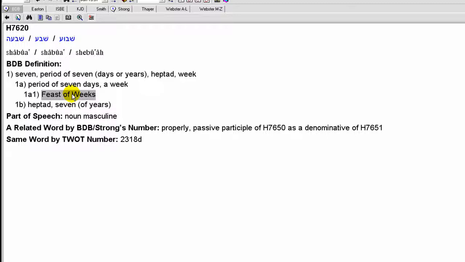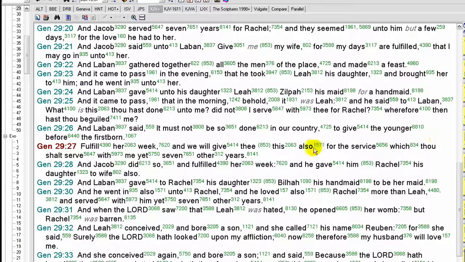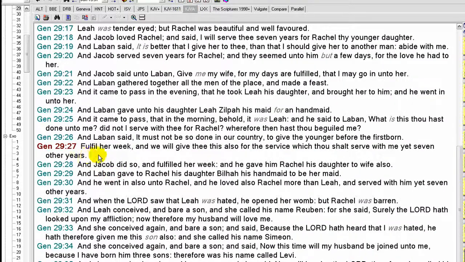So you can see from the definitions alone that a week does not necessarily mean from the first day of the week to the 7th day of the week. It's just 7, or a period of 7 days or 7 years. And let's get some scriptural examples of this. In Genesis 29 verse 27, it reads, "Fulfill her week, and we will give thee this also for the service which thou shalt serve with me yet 7 other years." So you can see he's alluding to years here.